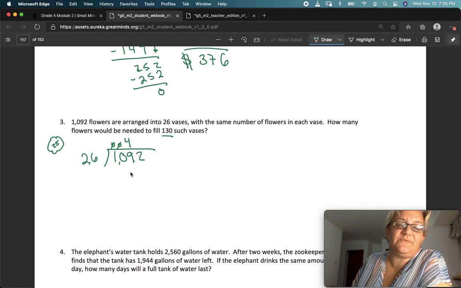So 6 times 4 is 24, carry the 2. 4 times 2 is 8, plus 2 is 10. And, careful, that's a 9 and that's a 4. My handwriting fooled you. Then bring down the 2, and 26 goes into 52 2 times.